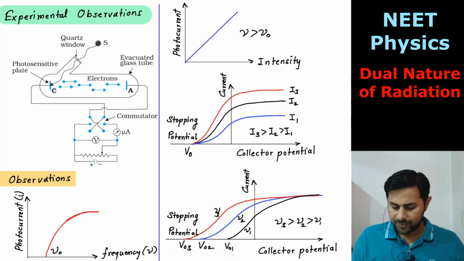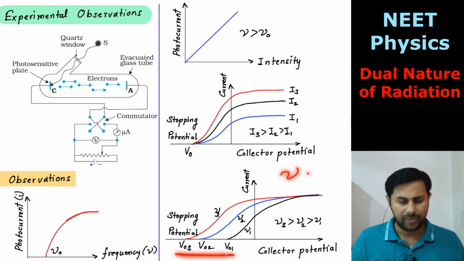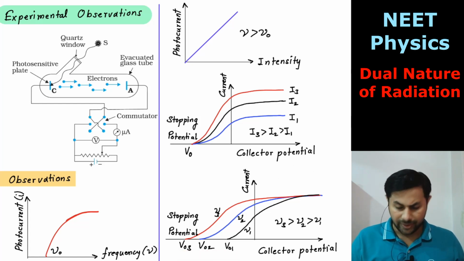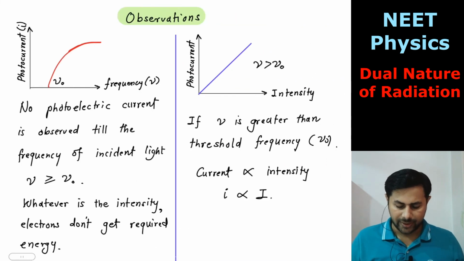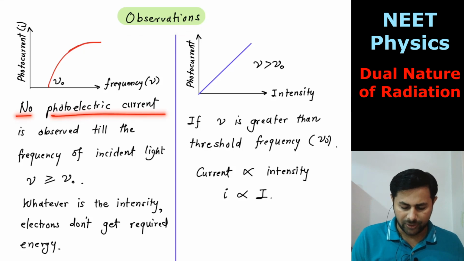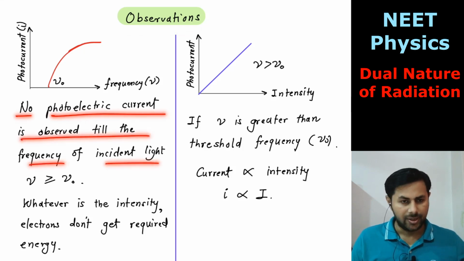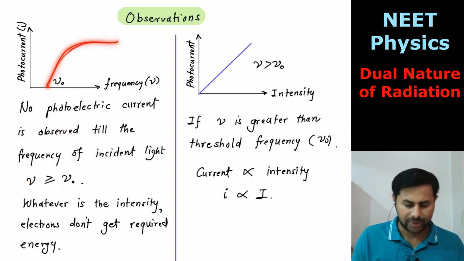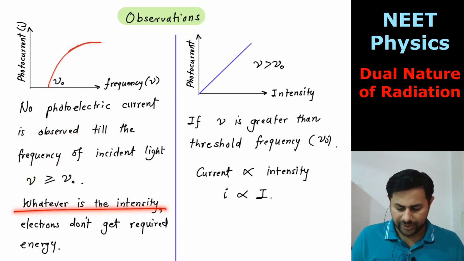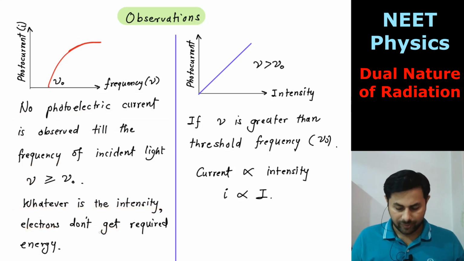So this observation says that the energy of electrons increases with the frequency. All right, so what are the observations? The first one: no photoelectric current is observed till the frequency of incident light nu is greater than nu naught. So this was your first graph. Whatever the intensity, electrons don't get the required energy. What does it mean?